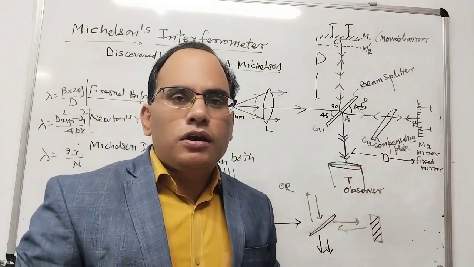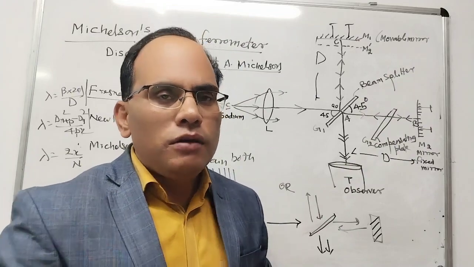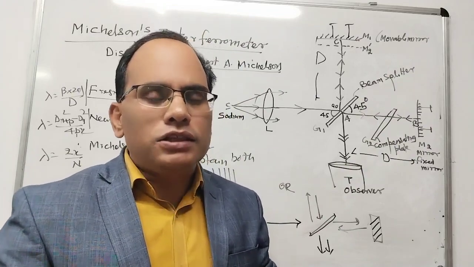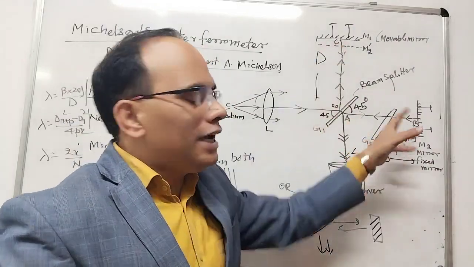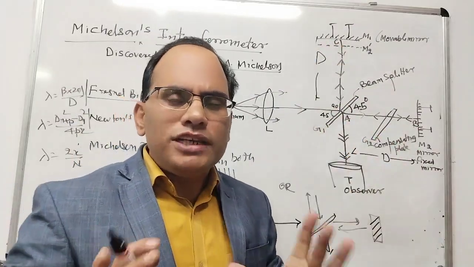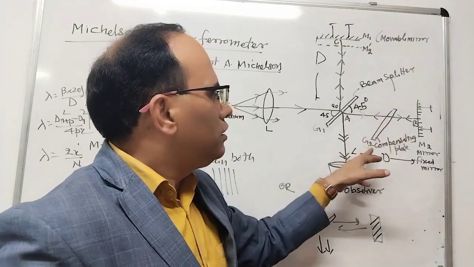G2 is called the compensating plate. Do you know what a compensating plate means? Somehow the path is not equal between A and C and between A and B. So just to equalize the path difference, we add a simple glass plate, that is G2.